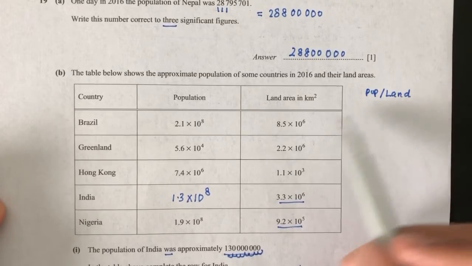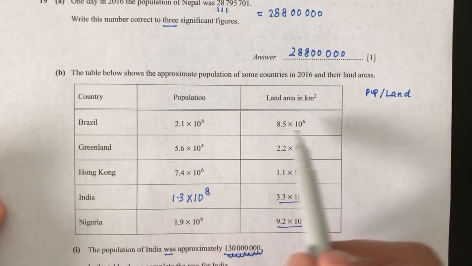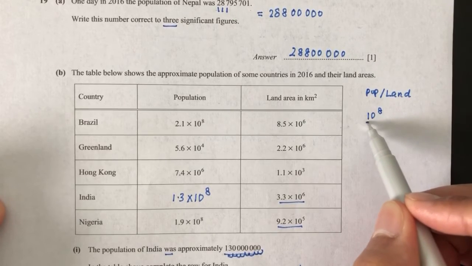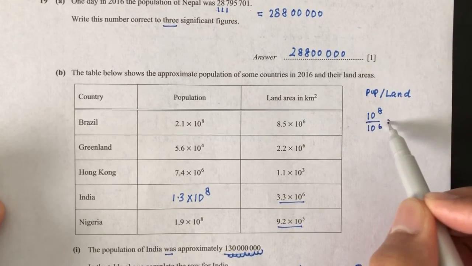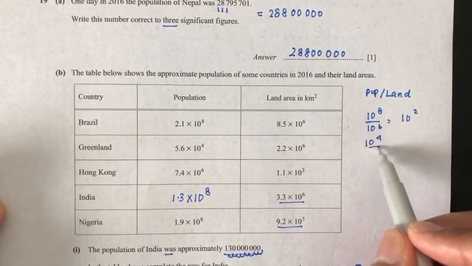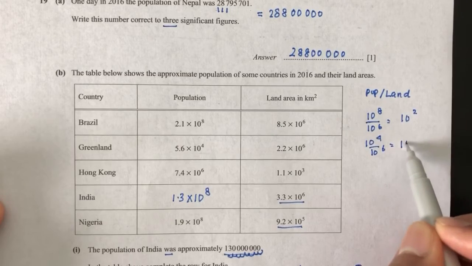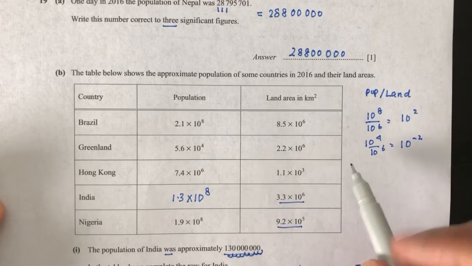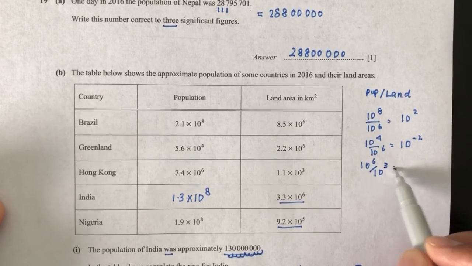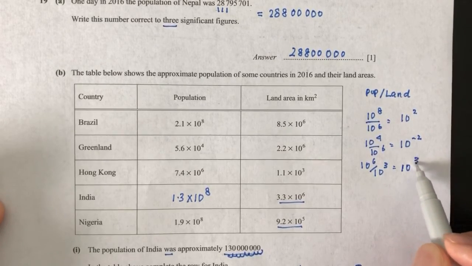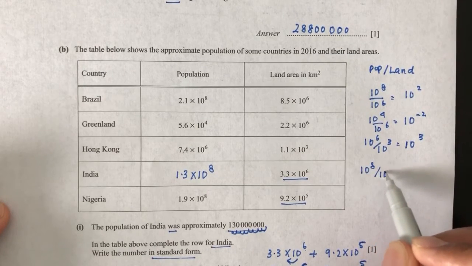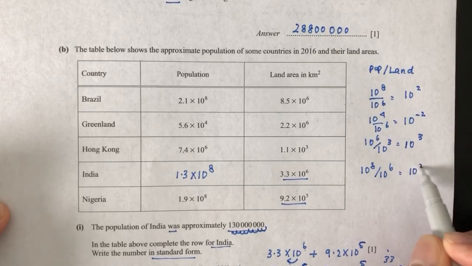So let's first compare the division of their powers first. Here we have 10 power 8 divided by 10 power 6, which will be 10 power 2, right? Here we have 10 power 4 divided by 10 power 6, it will be 10 power minus 2. Here we have 10 power 6 divided by 10 power 3, it will be 10 power 3. Here we have 10 power 8 divided by 10 power 6, it will be 10 power 2.